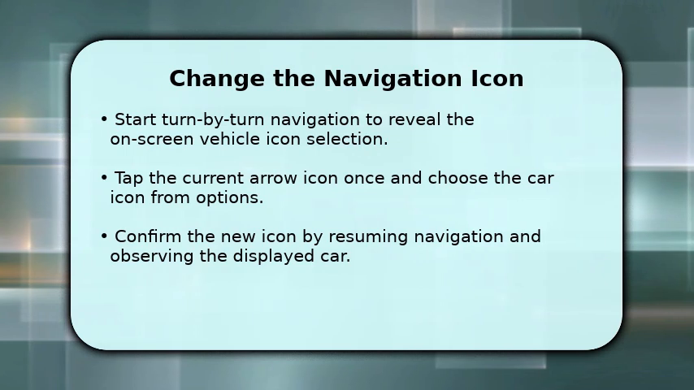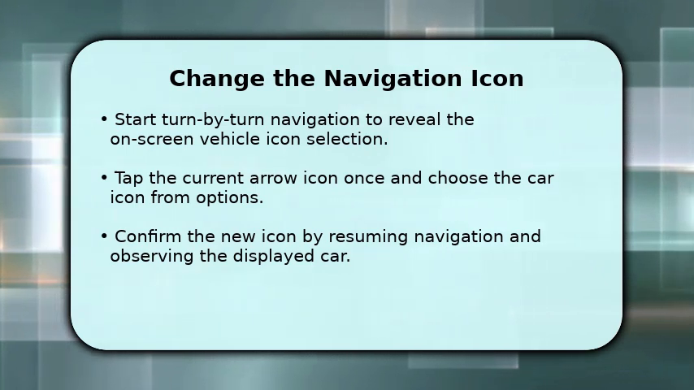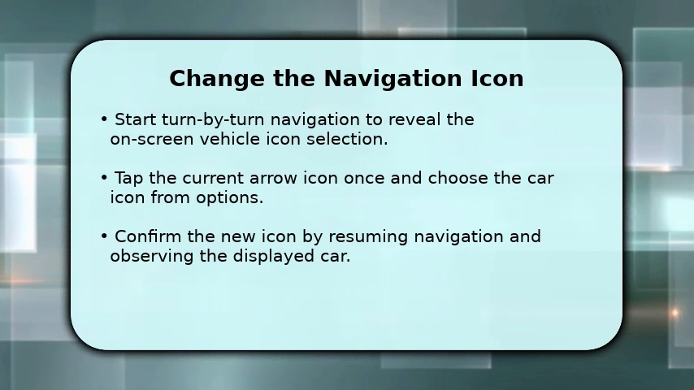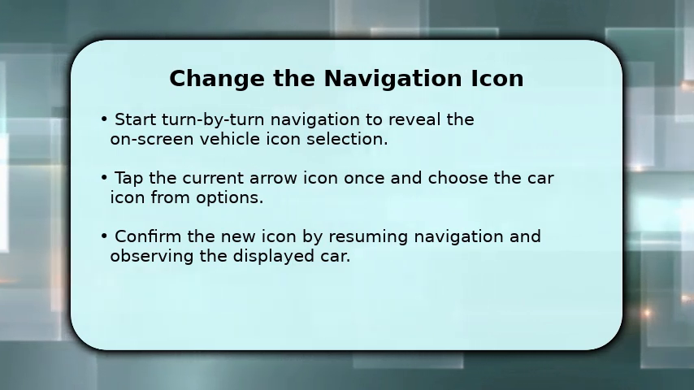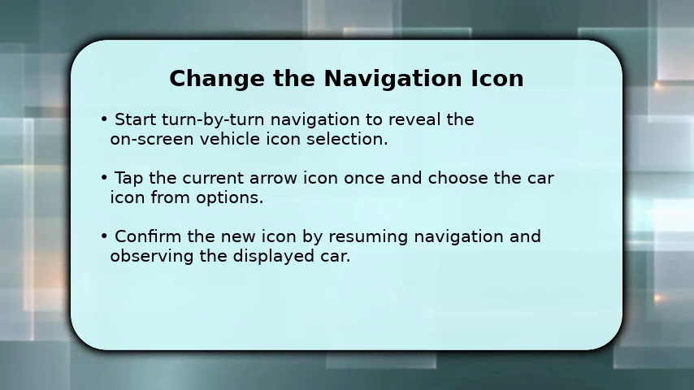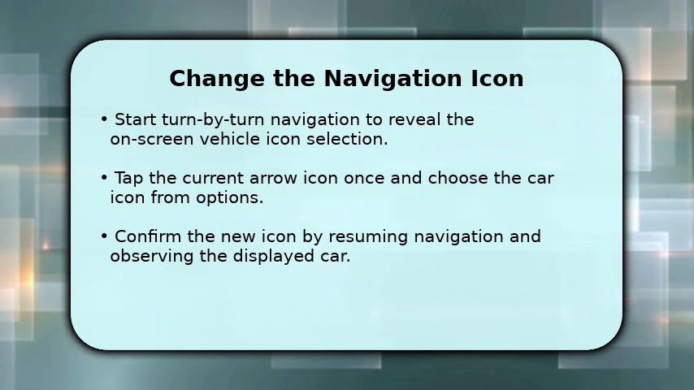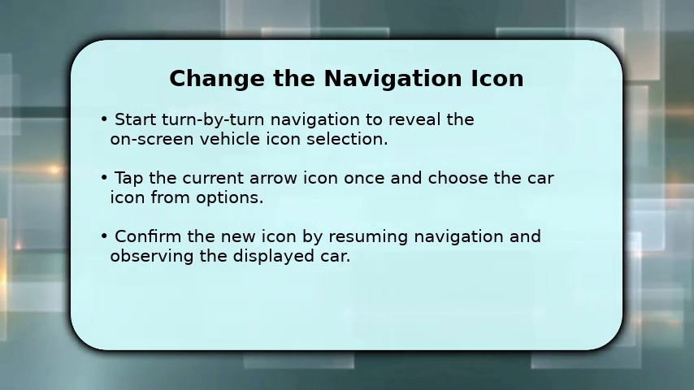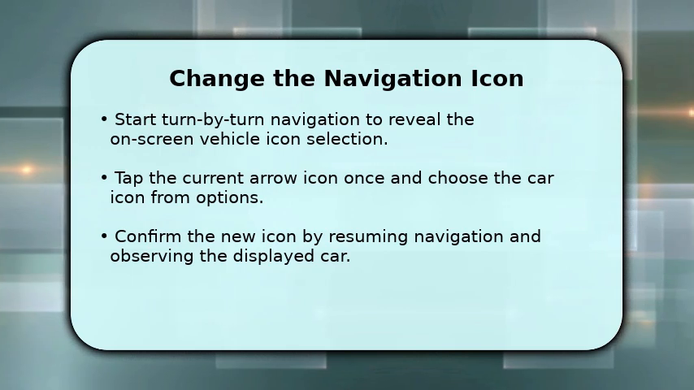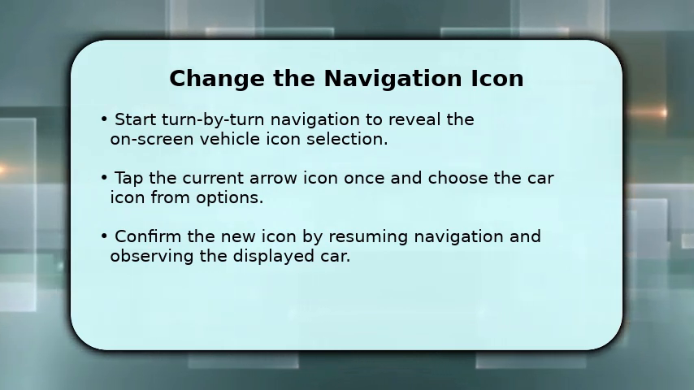Tap the current arrow icon once while navigation is active to open alternate icon choices. Scroll through the small selection and find the car icon you prefer. Tap the car icon to select it and then resume navigation to confirm the new vehicle appears on the map. The change is visible immediately during active navigation.